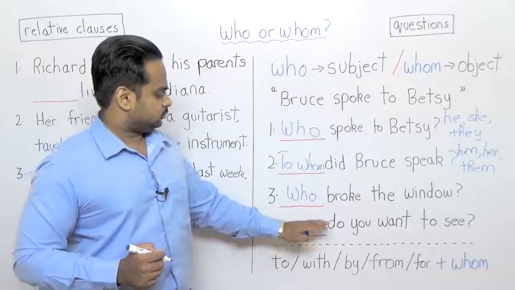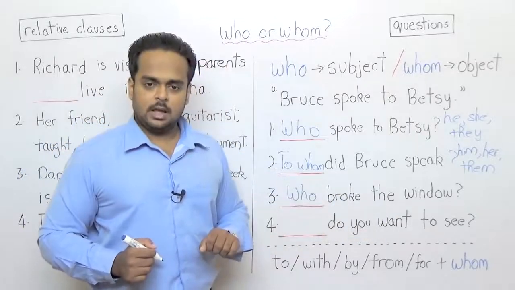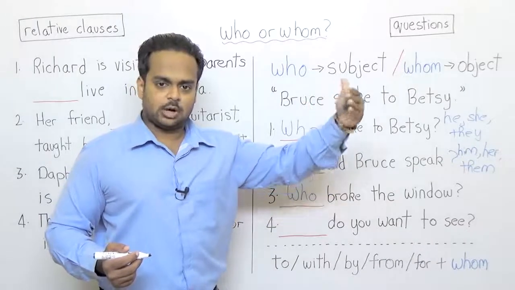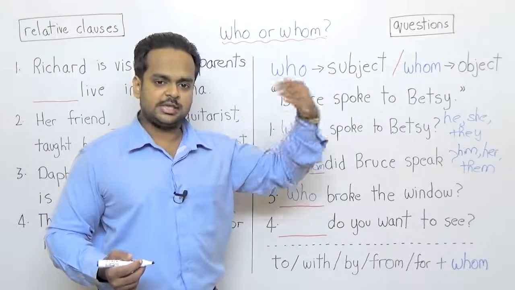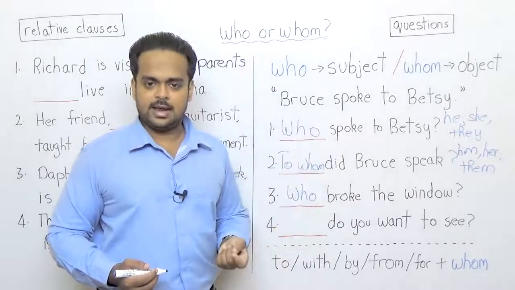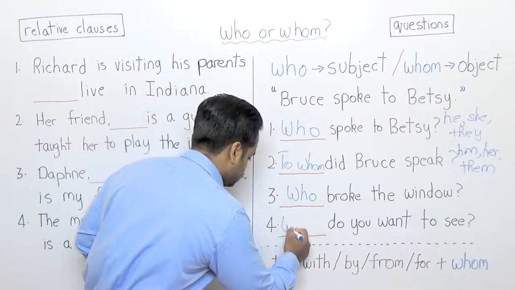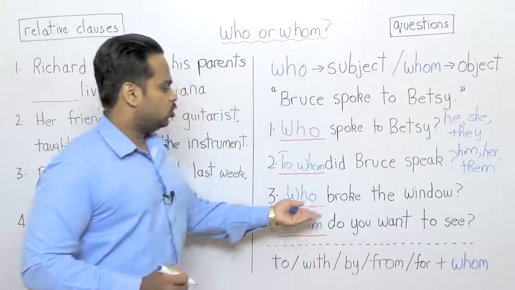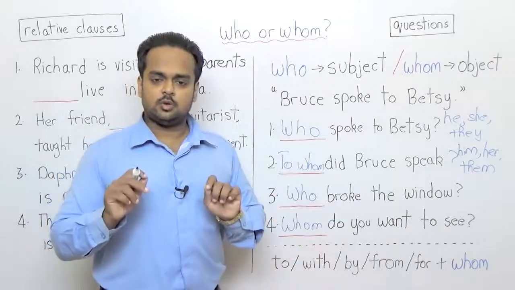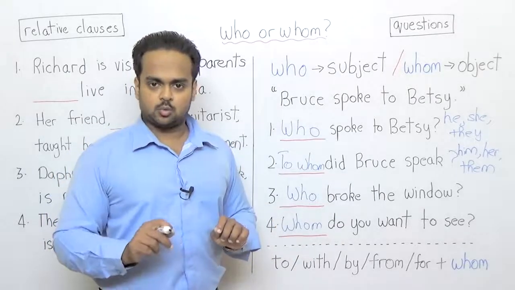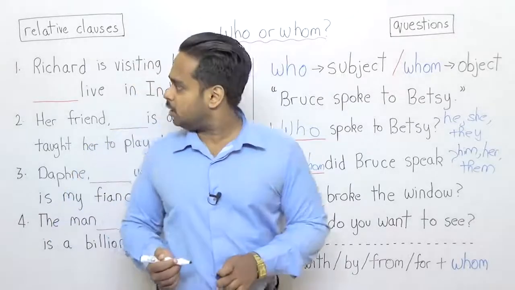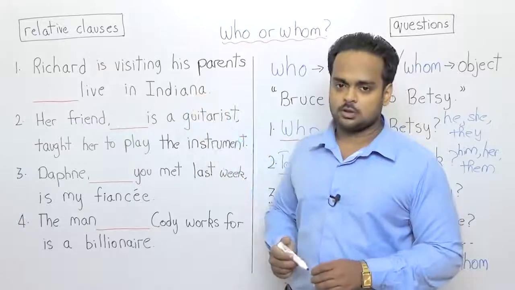Question number 4, ___ do you want to see? Okay, the answer would be, I want to see, and then would you say he or him? I want to see he or I want to see him. I want to see him is correct. So there's an M in the answer, so we're going to put an M in the question word. Whom do you want to see is the correct question. If you got these right, then you can put the correct question word, who or whom, in any situation without a problem.